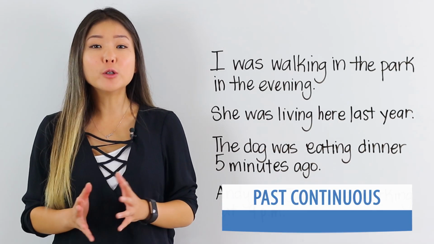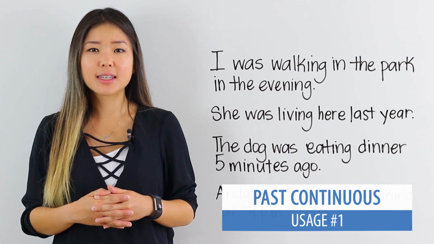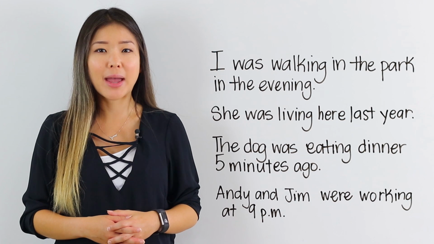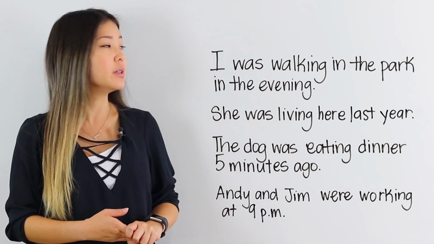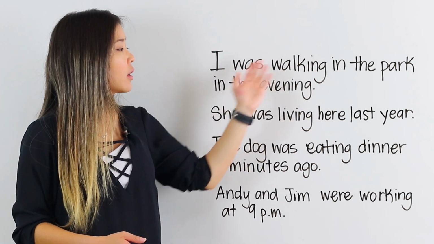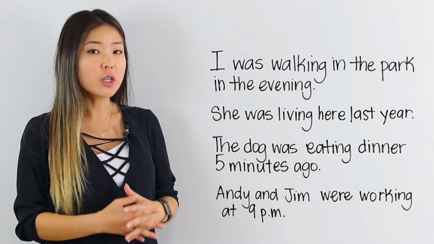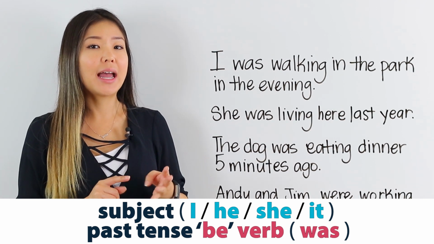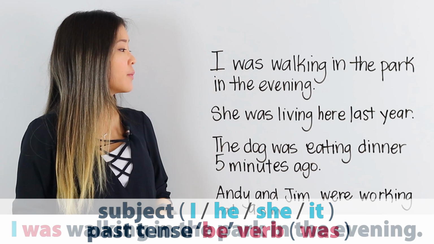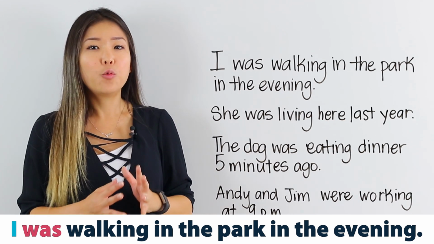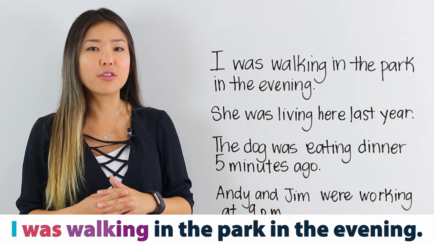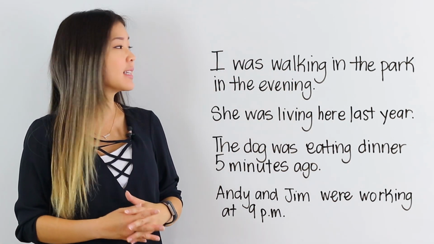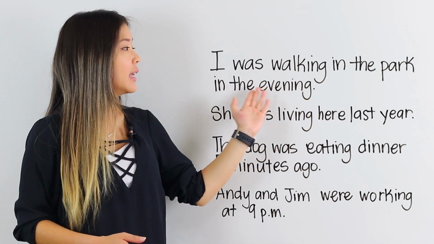Let's take a look at the first usage of the past continuous tense. This tense can be used to describe an action that was ongoing in the past. Let's take a look at these examples. I was walking in the park in the evening. So first, we start with the subject, I. For I, he, she, and it, we follow with was. I was. And then we add an ing to the end of the verb. I was walking. Now take a look at the whole sentence. I was walking in the park in the evening.